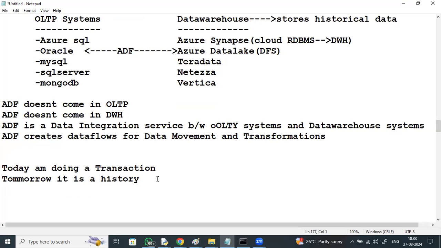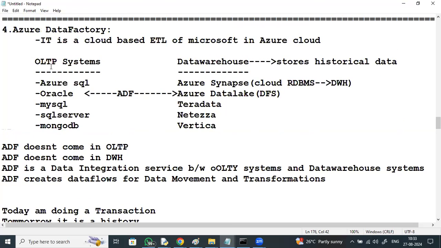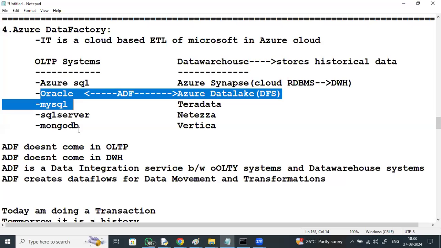Today I'm doing a transaction. Tomorrow it is history. So all transactions, all transactions captured, all transactions are captured or stored at OLTP systems, here in Azure SQL or Oracle, these things.